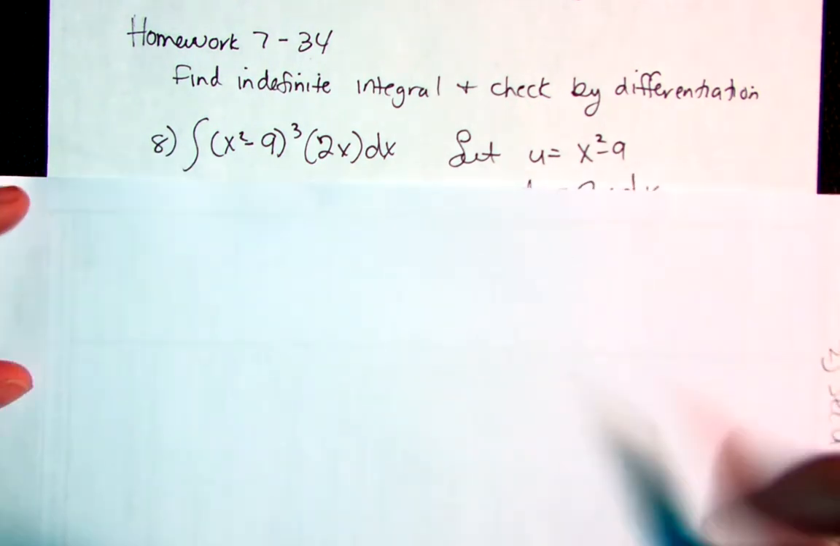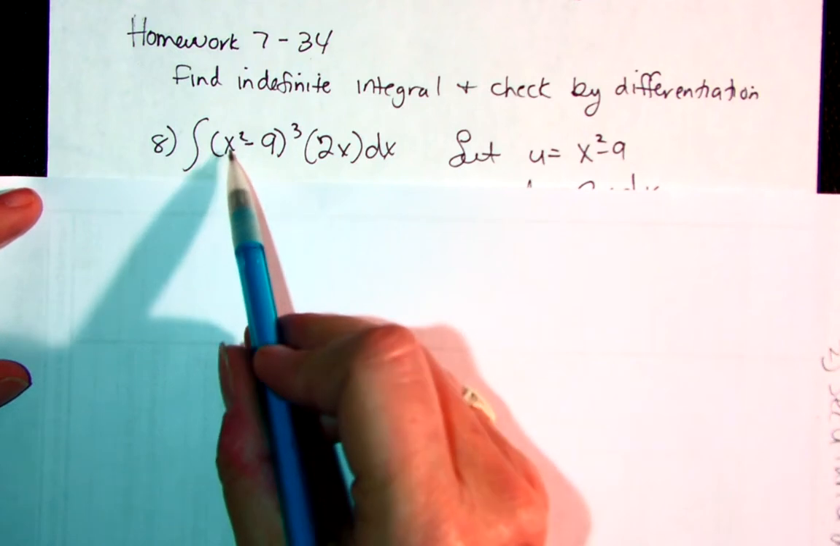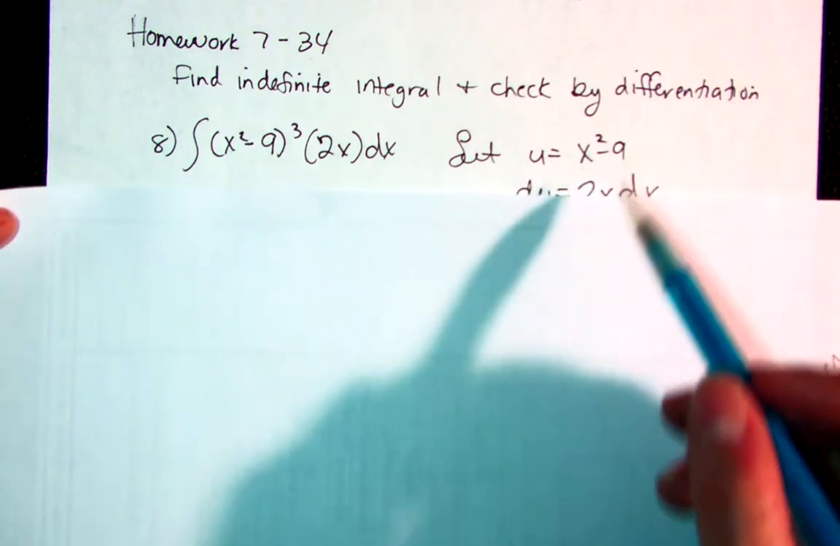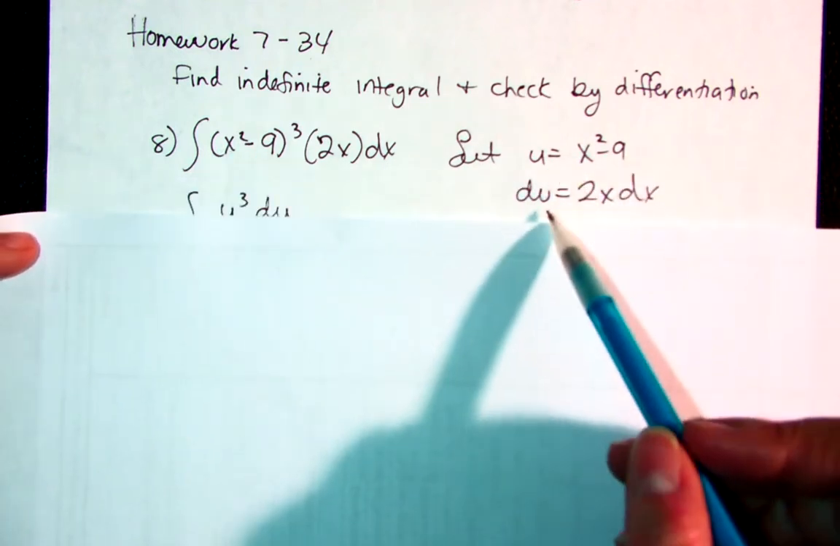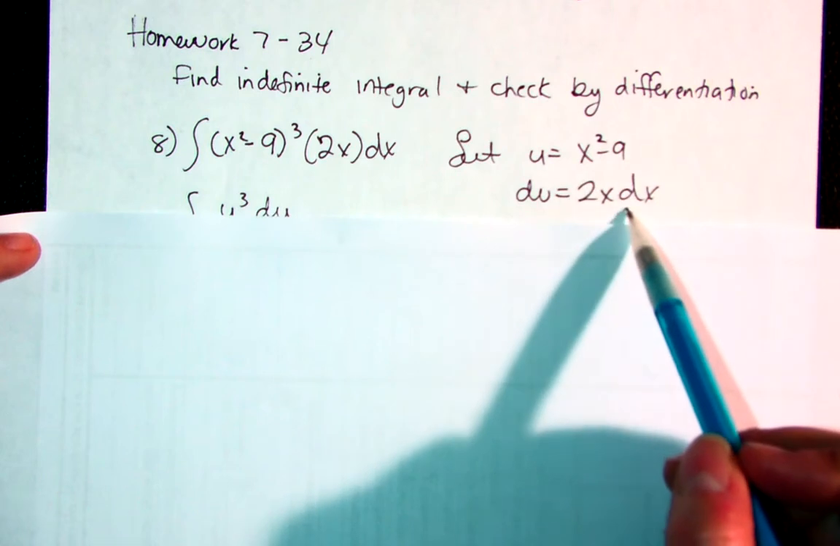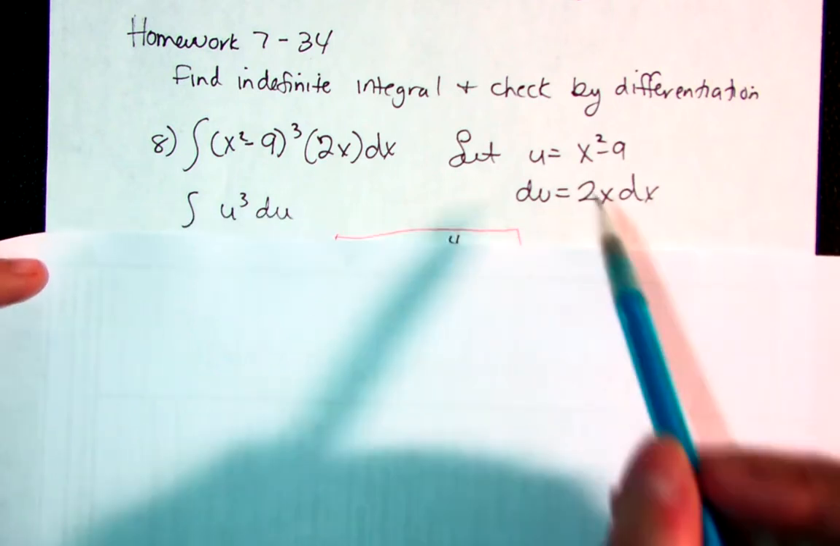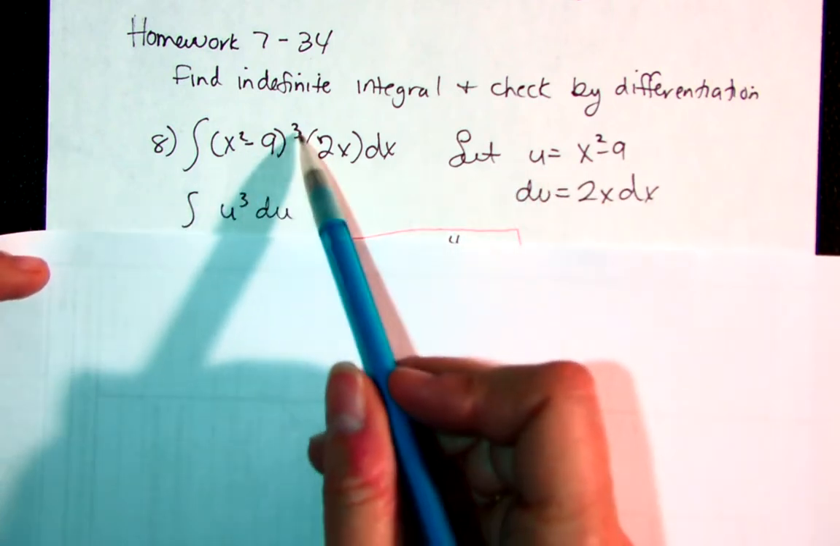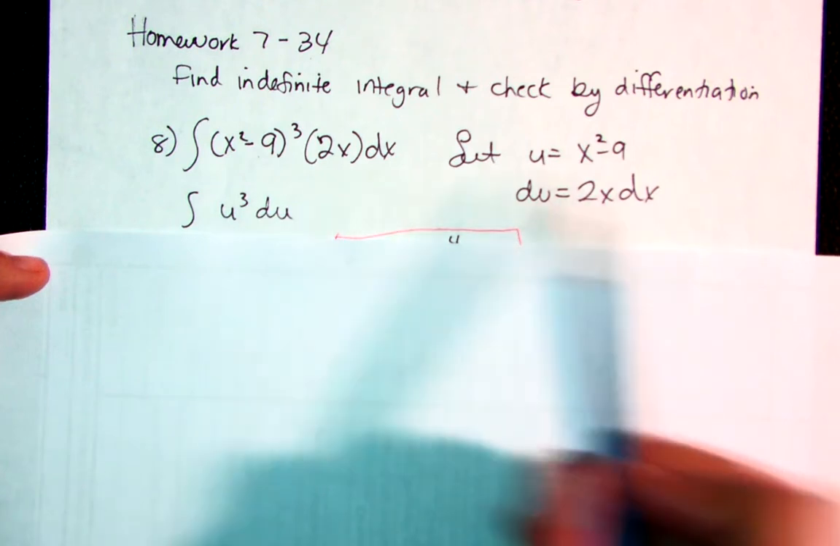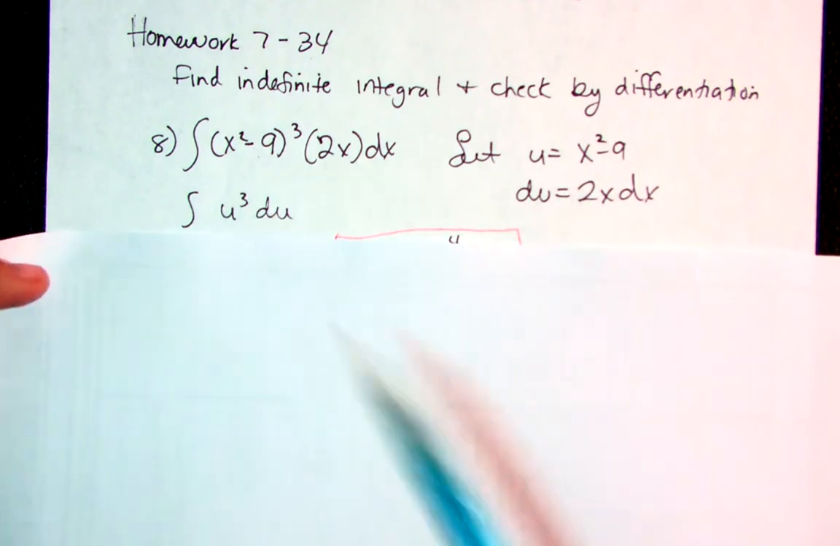Got to play around with it. So I'm going to let my u be x squared minus 9. Why? Because I know when I take the derivative of it, I'm going to get a 2x. So let's see now. This is the u, and it's cubed, and then the 2x dx gets replaced with du. Or I can integrate that.